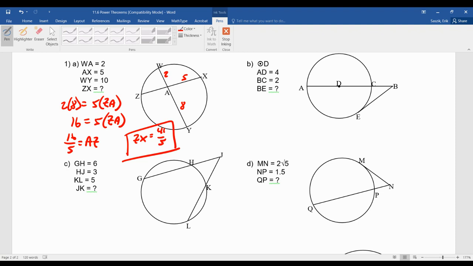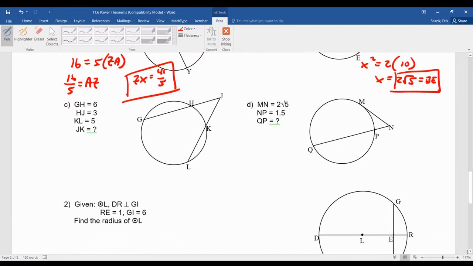On the right, we have circle D. We are given that AD is 4, so that's a radius. BC is 2, so obviously this is 4 as well. BE, I'll call that X, that's the tangent part. So tangent part squared equals external times the whole thing. So obviously we're going to do square root of 20, which becomes 2√5. So that was pretty painless.